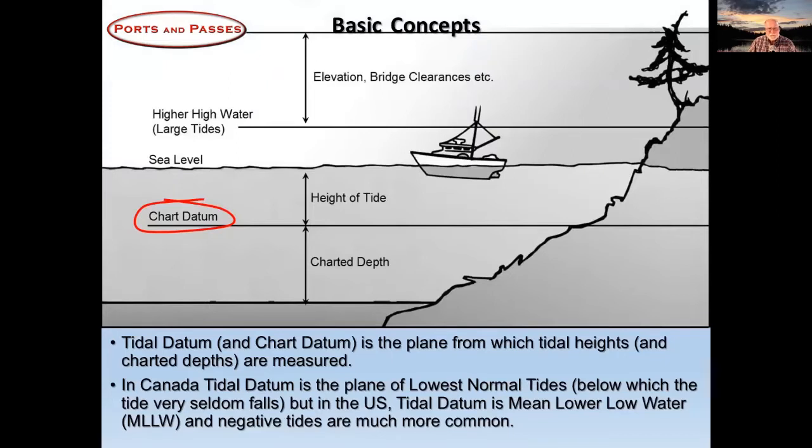Chart datum. Chart datum or tidal datum is the plane from which tidal heights and charted depths are measured. In Canada, the tide very rarely drops below the chart datum. But in the United States, tidal datum is set a little bit higher, and so negative tides are actually fairly common.